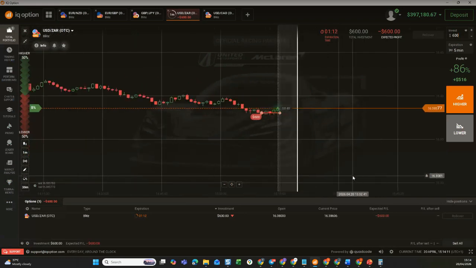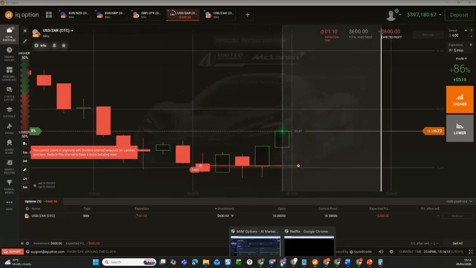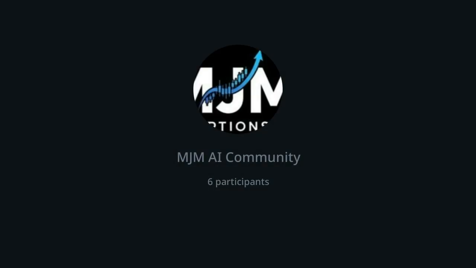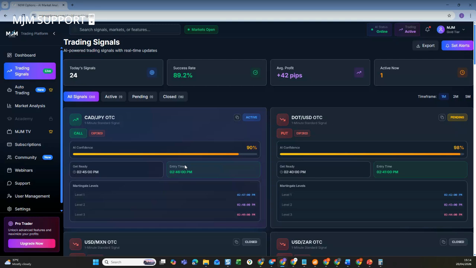Okay. So here we have the trading signals. How many minutes left? Less than a minute. On the trading signals, how do we take signals? This is like the other side of the AI scanner on the dashboard. The trading signals is also a place where you can take signals from.